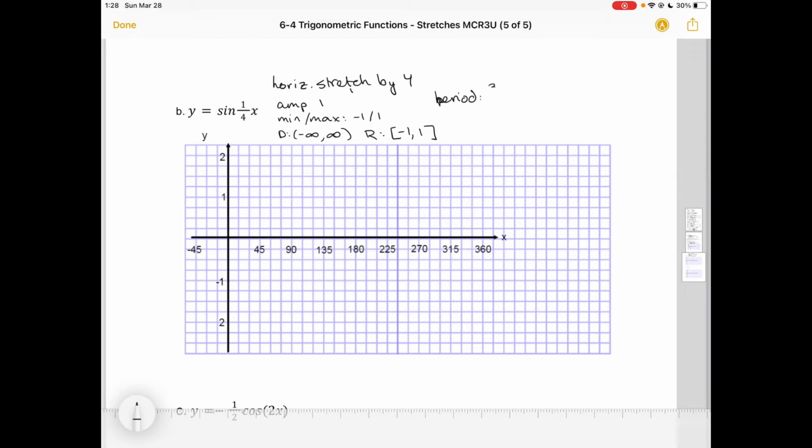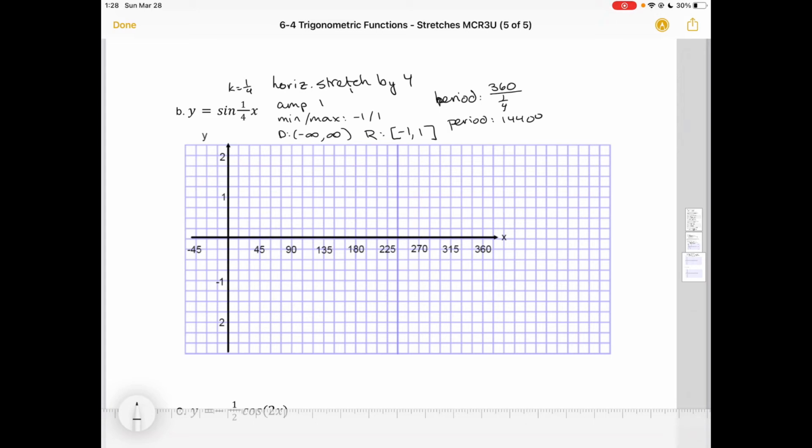So my period is now 360 divided by k. Remember that k is equal to 1/4. So that means that my period, instead of being 360 degrees, is actually 1,440 degrees. So now that I've stated all my characteristics, now I can do some sketching.